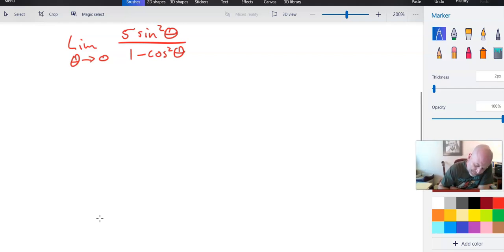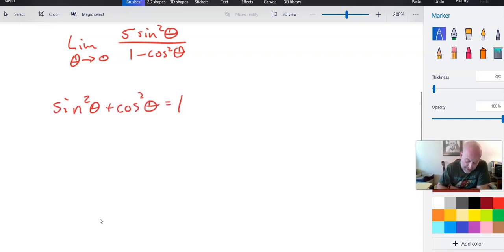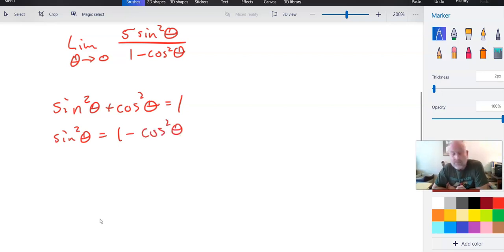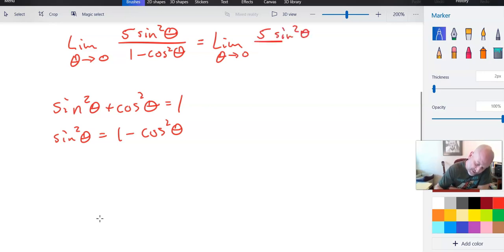This denominator, if I look at the Pythagorean identity, right, and I just subtract cosine squared over, I find that sine squared is equal to 1 minus cosine squared theta. Right, which means we can substitute. So this is now the limit as theta approaches 0 of 5 sine squared theta over sine squared theta, right? And that cancels, right? So those cancel out.